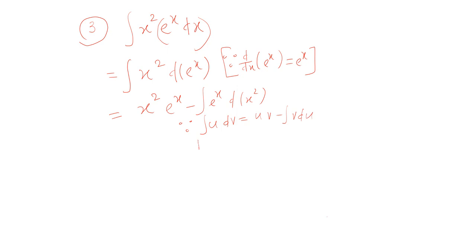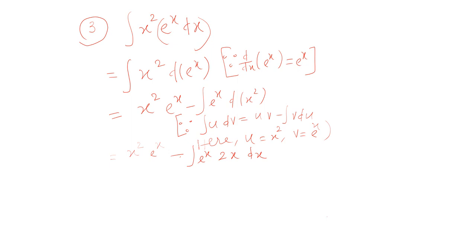Here, in fact, I have my u as x square and my v is nothing but e power x. Now automatically this will become x square e power x. Sorry, the 2 is not written properly. Then I will have minus integral e power x into 2x dx. Remember carefully, the derivative of x square is 2x.